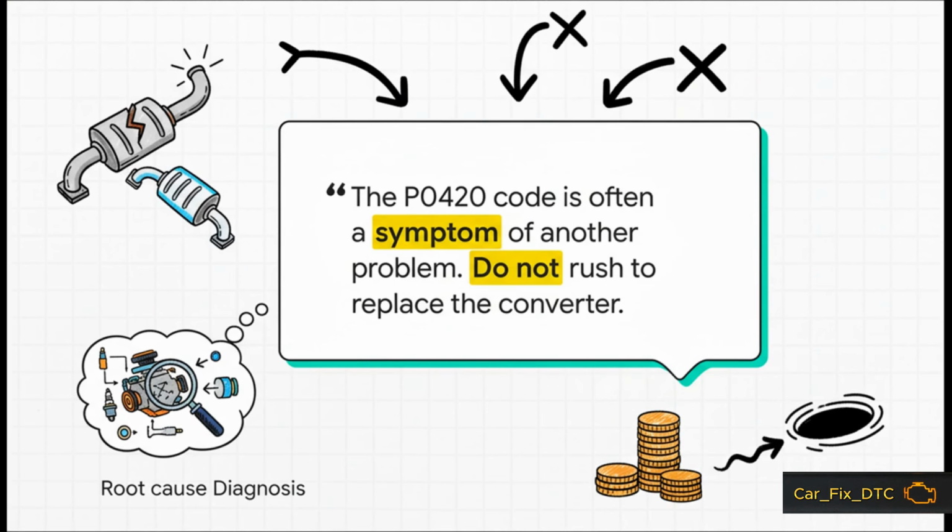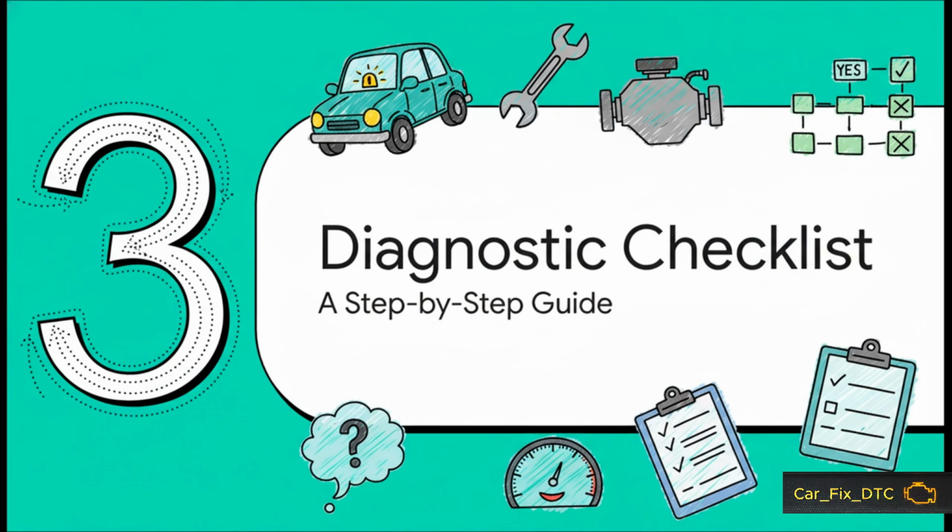Listen, if you remember only one thing from this whole explainer, make it this. The P0420 code is almost always a symptom. If you just rush out and replace the converter without finding the root cause, you're just throwing a ton of money down the drain, because that shiny new converter is probably going to fail in the exact same way. So how do you avoid that super costly mistake? Easy. You follow a smart, step-by-step diagnostic process. Let's walk through the investigation guide to finding the real problem.